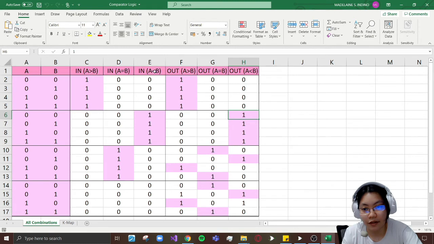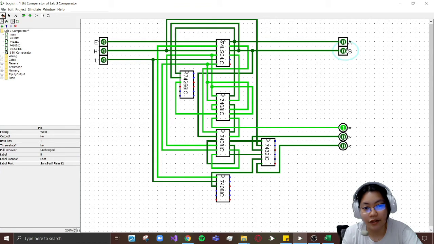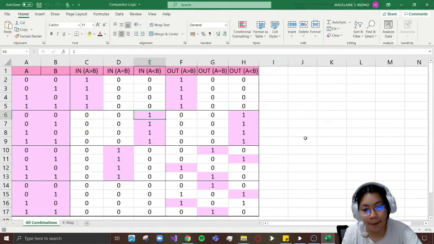If there is a low signal, automatically, regardless of A and B's combinations here, it is always a low signal. Let's check. There's a low signal here. It is always low regardless of A and B inputs. And that's correct. How about for this case?